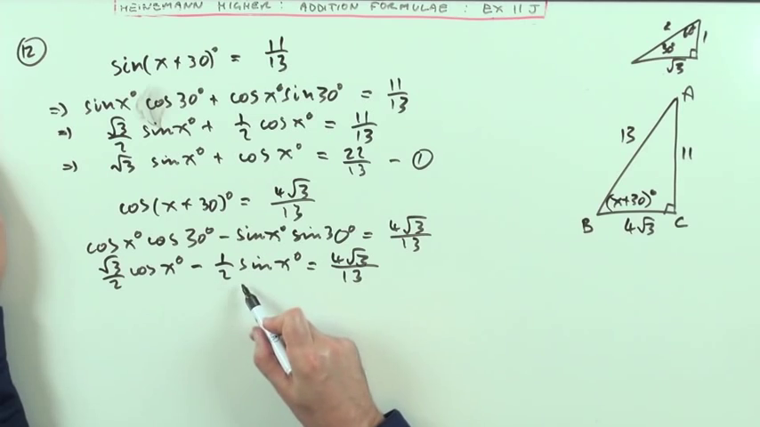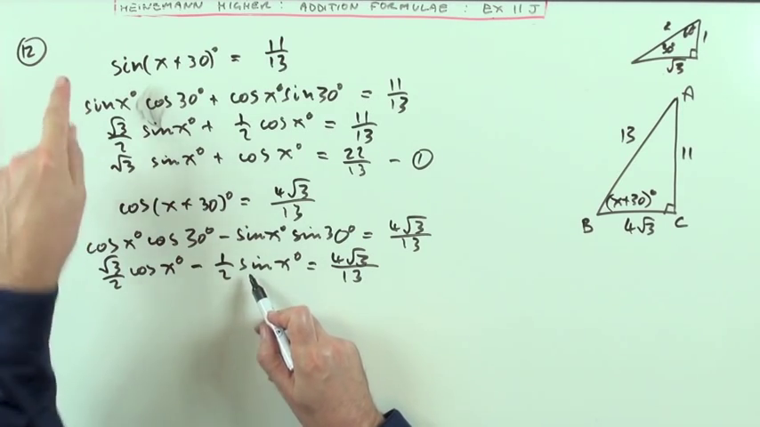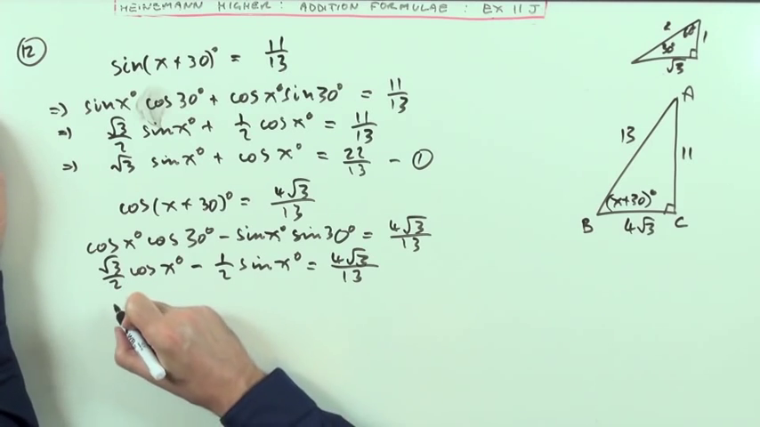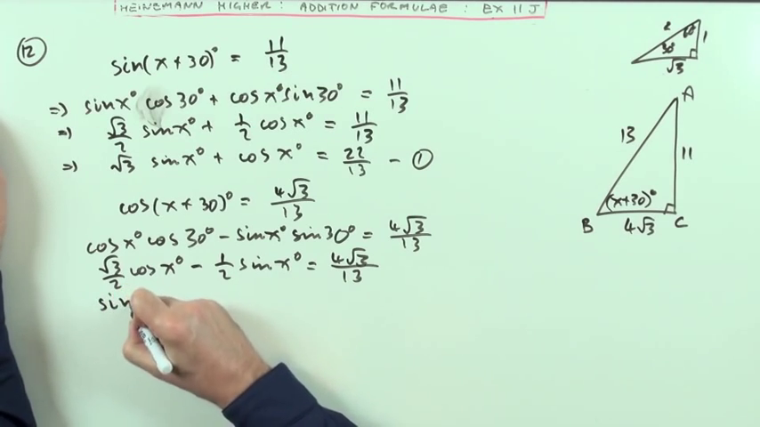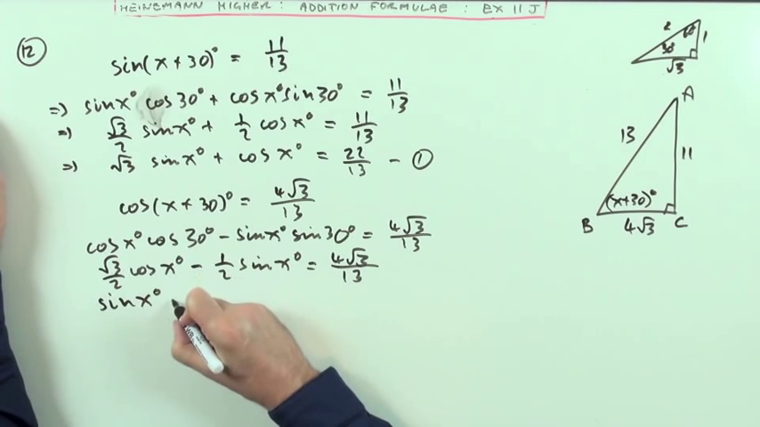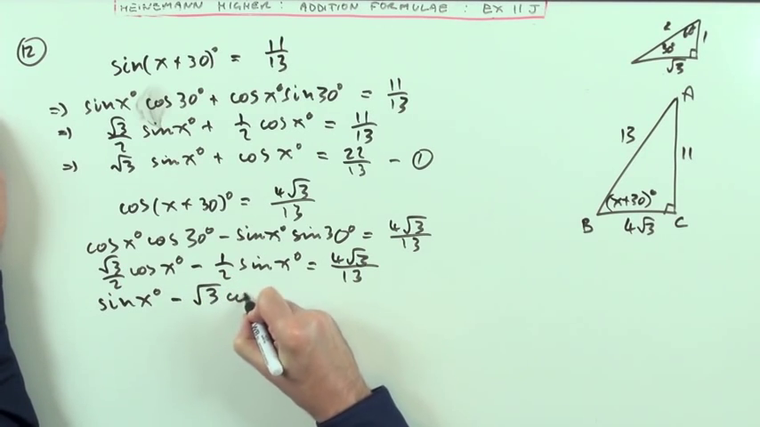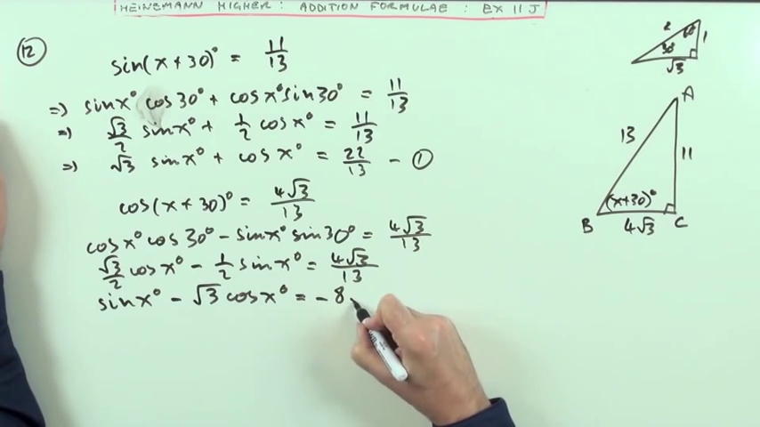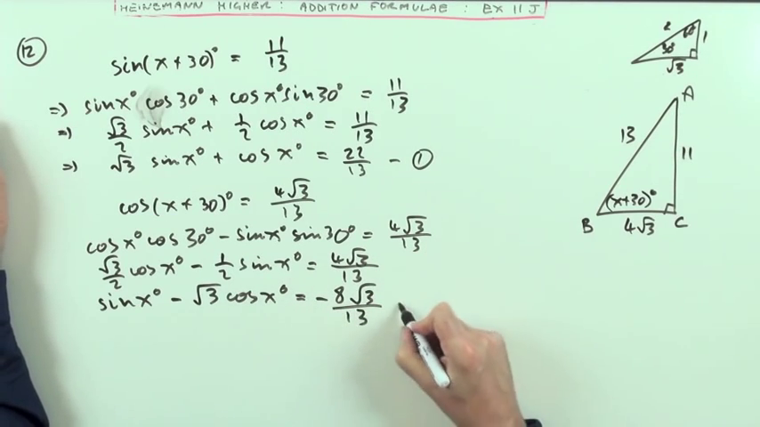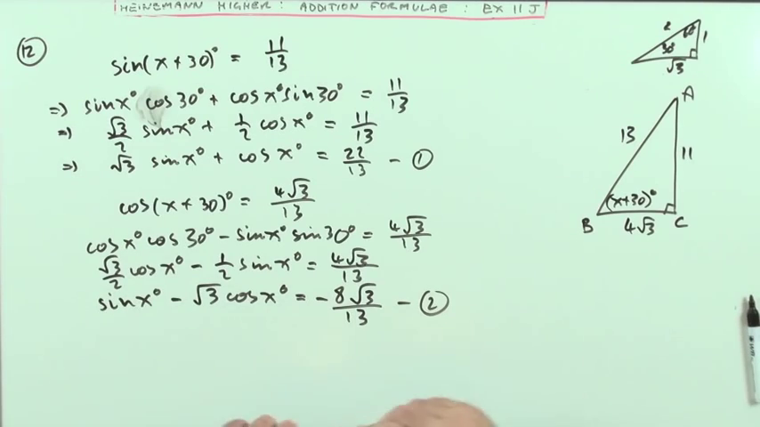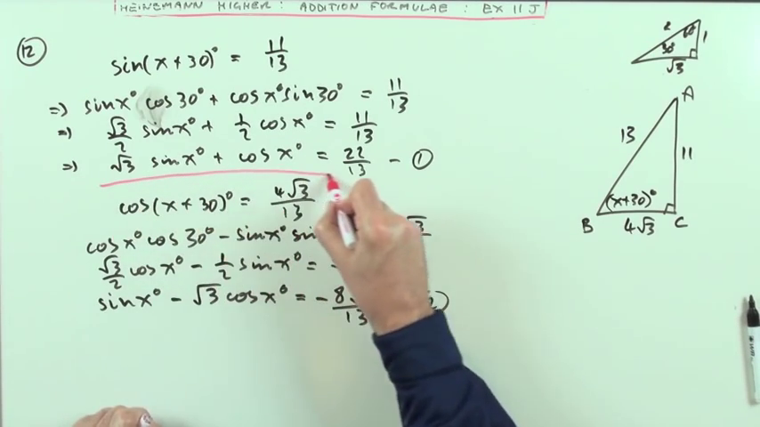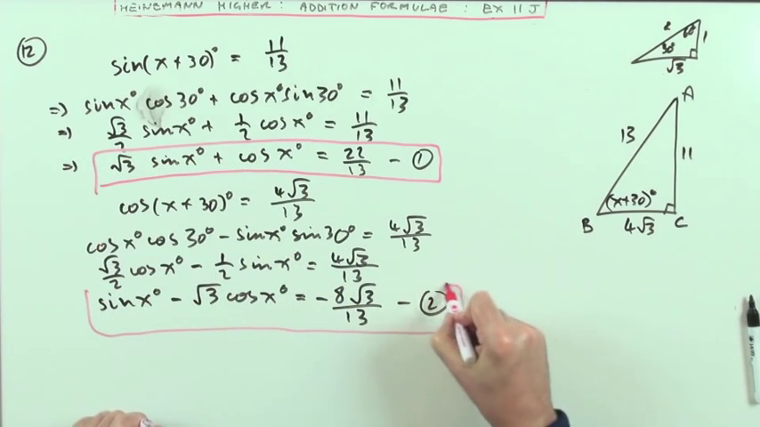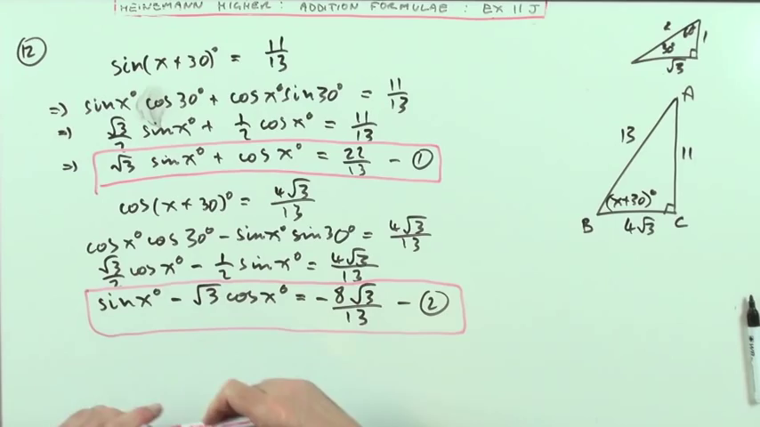Multiplying by 2, get rid of the fractions. But since I want to find sine, I'd rather eliminate the cos's, so I'm going to multiply everything by negative 2. So I've got sine x, but it will be minus root 3 cos x equals negative 8 root 3 upon 13 from the second equation. And we'll just highlight those. I'll box them off totally, make them stand out that wee bit more. We never normally do that.